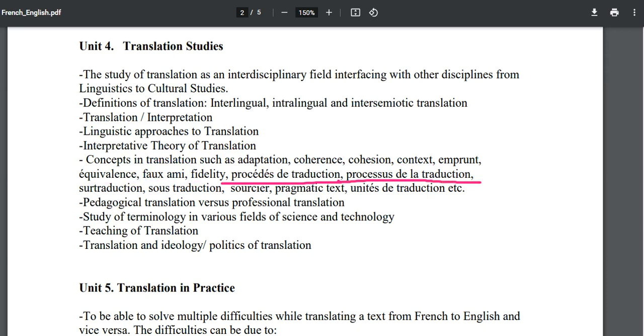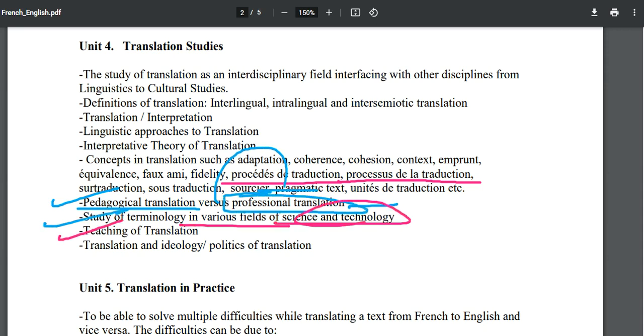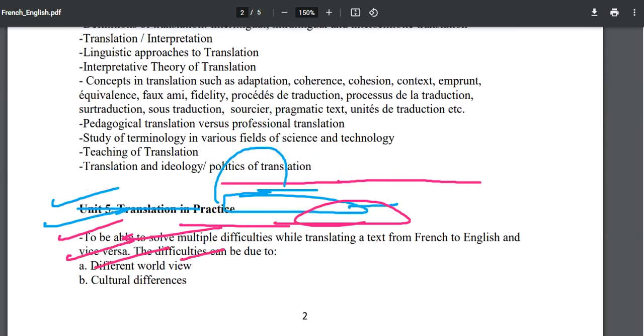Alright, so what are all the things we do while in translation? Pedagogical translation versus professional translation. How a pedagogical translation is different from professional translation. Study of terminology in various fields of science and technology. Teaching of translation. Translation and ideology. Politics of translation. Alright, so these all come under unit number 4.